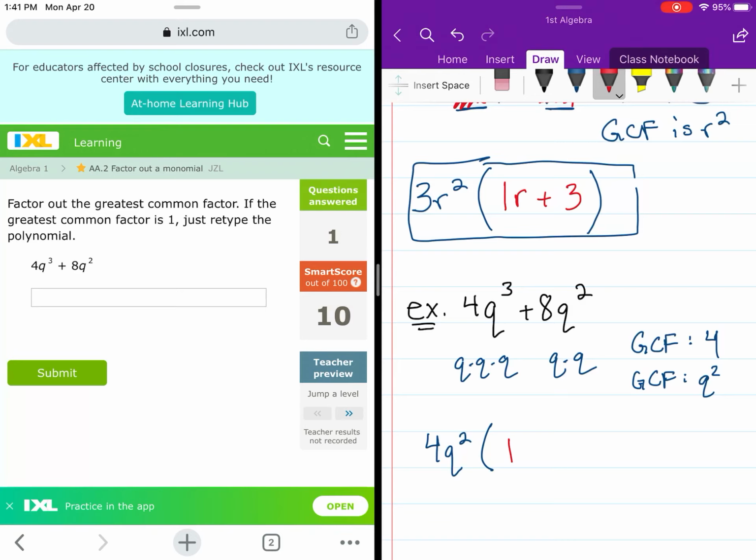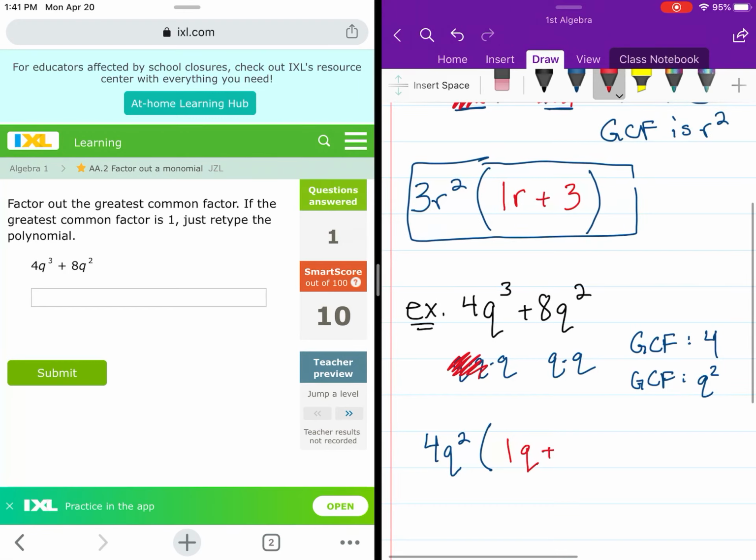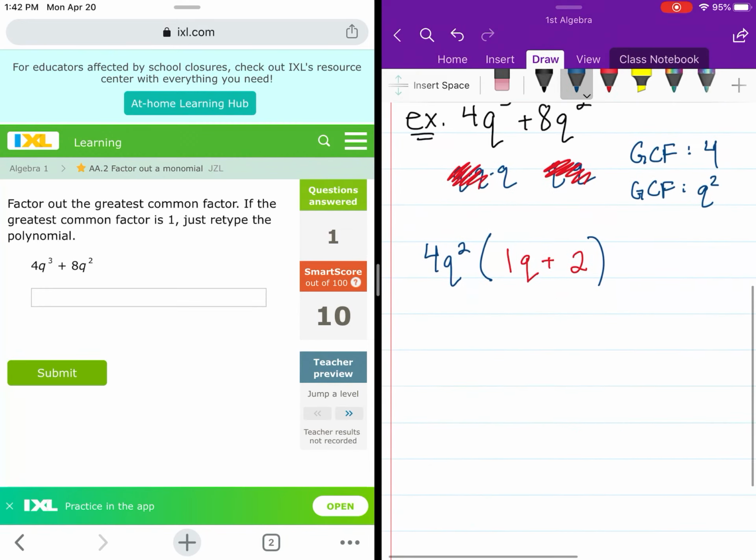4 divided by 4, that's 1. q^3 divided by q^2, so that means I took 2 of them out. I'm just left with 1q, plus 8 divided by 4, that is 2. Now here, I was about to make that mistake there. I no longer have the q. Why? Because I had q to the power of 2, and I divided that out, so that one now moves out here. I don't have any more q in there. So then that will be my final result.